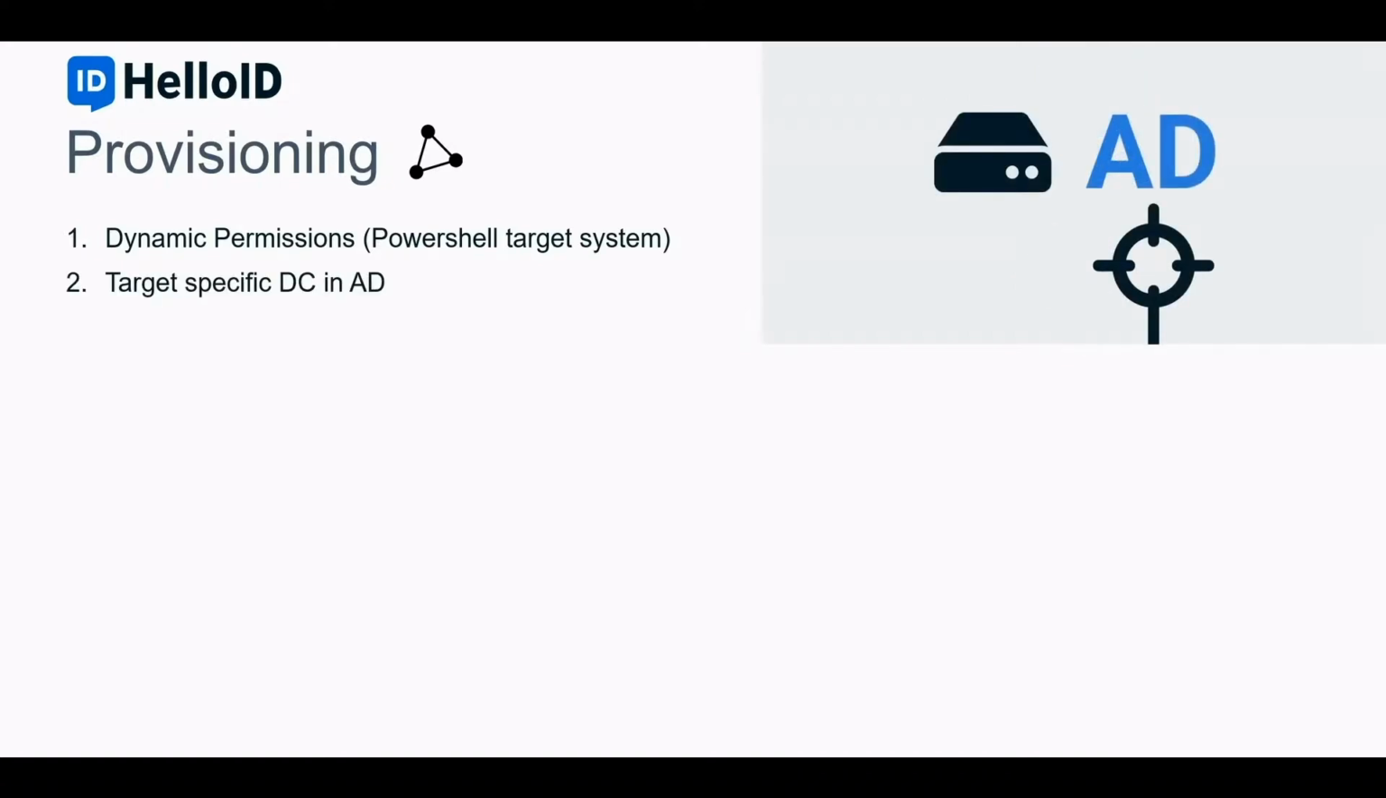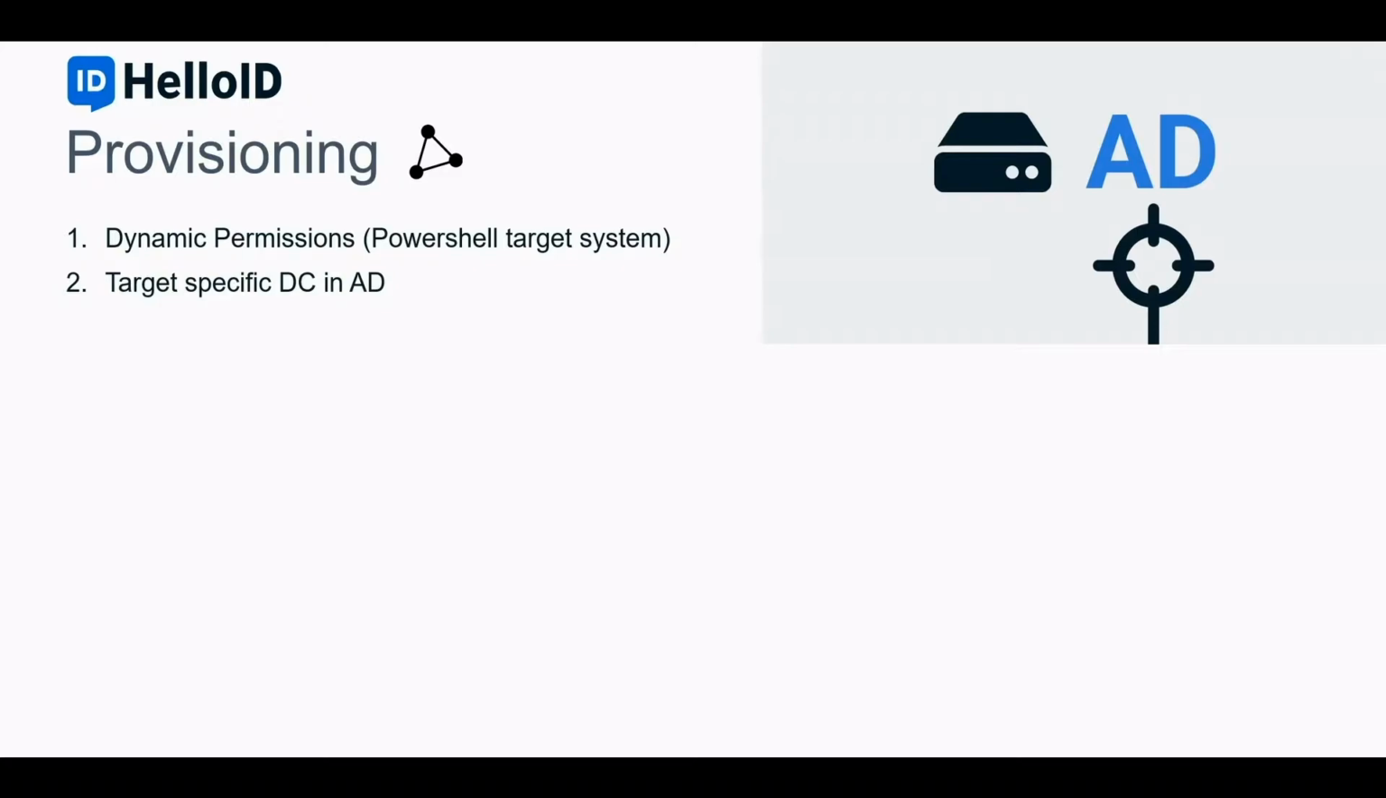Our second item is target-specific DC and AD. We introduced the option to specify a specific domain controller to be used for handling the events, as they are being sent to the HelloID provisioning agent. With this option, we can guarantee you the same domain controller is used to handle all of your requests being sent to your on-premise Active Directory environment.